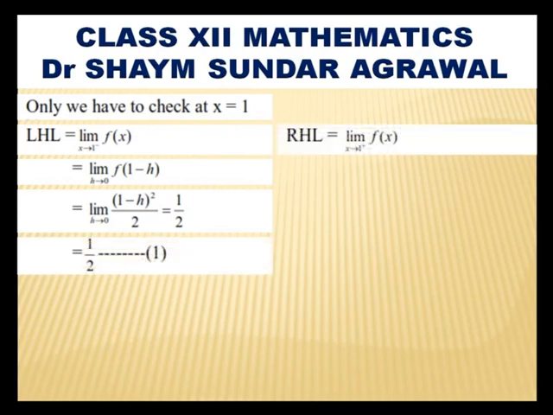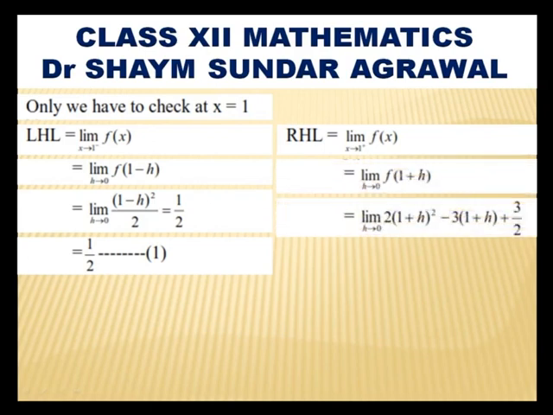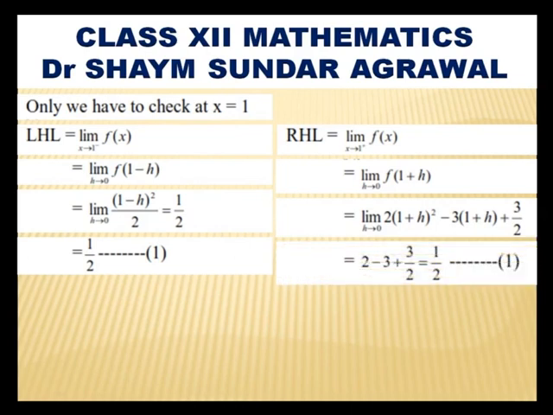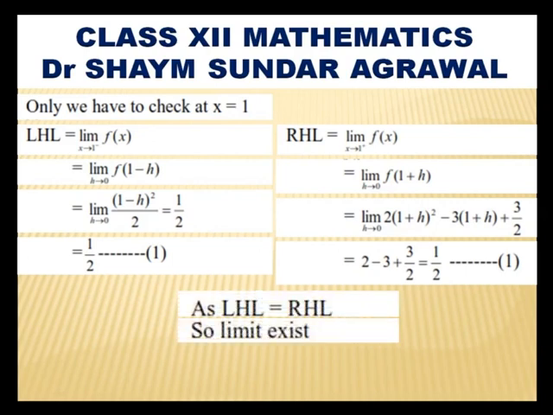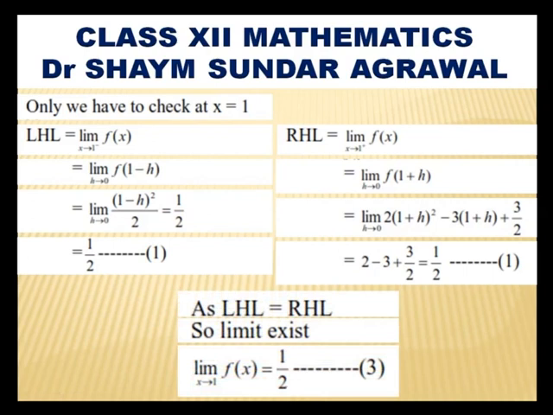Now the right hand limit, limit x tends to 1+ f(x), is limit h tends to 0 f(1 + h), that is limit h tends to 0 2(1 + h)^2 - 3(1 + h) + 3/2. By putting the limiting value, it is 2 - 3 + 3/2, which is equal to 1/2. So the left hand limit and right hand limit are the same, so the limit exists. Hence the limiting value of f(x) at x = 1 is 1/2.